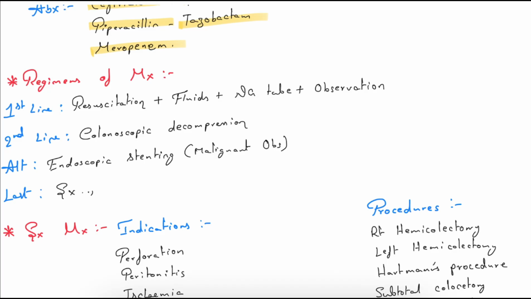So we have some regimens of management, and we have to follow these regimens. In first line management, we go with resuscitation, fluids, NG tube and observation. Next, second line management is colonoscopic decompression in sigmoid volvulus. Alternative options include endoscopic stenting for malignant obstruction. The final step will be surgery.